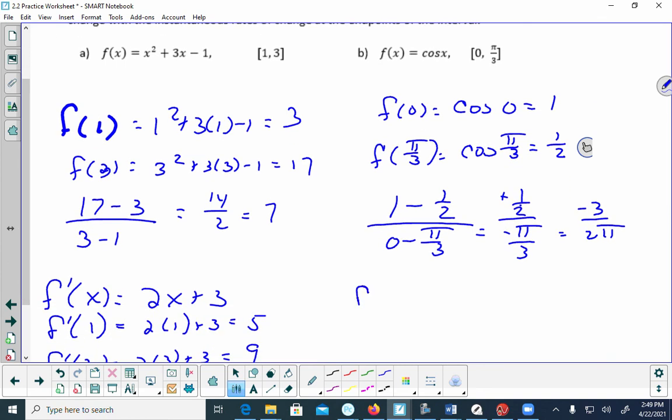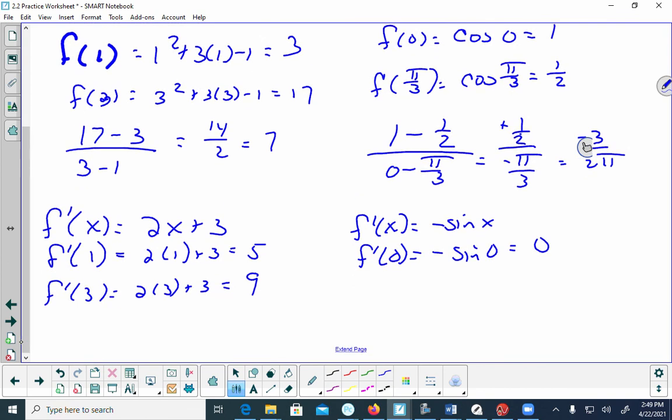So I'm going to find the derivative of cosine, which is negative sine. So I'm going to find the derivative at 0, which is going to be the negative sine of 0, which is 0. And then I am going to find the derivative at pi over 3. So that's the opposite of the sine of pi over 3, which will be a negative square root of 3 over 2.